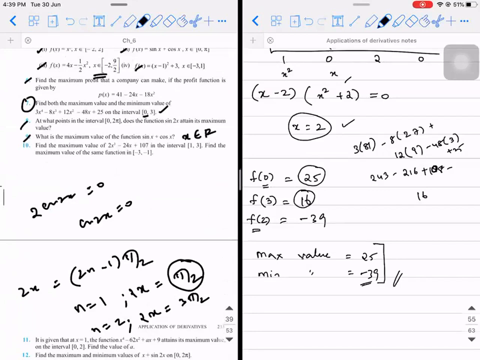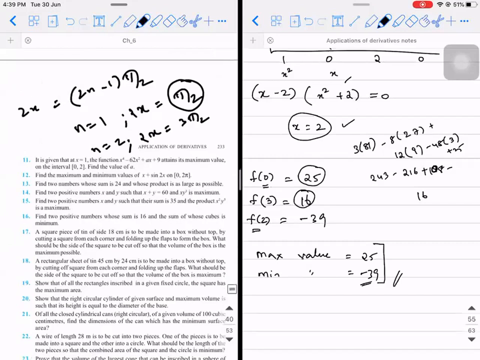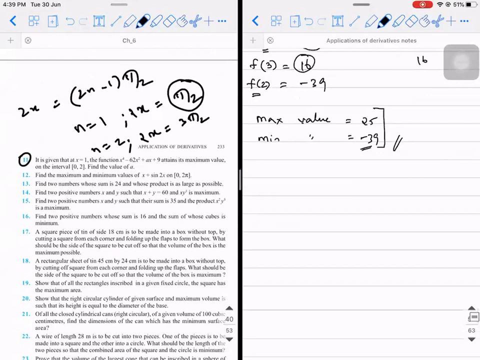So the 10th one, you can do it. Here it is a closed interval, so please be careful. This part I'm leaving to you. Let's do the 11th one. The 11th is about finding an unknown. It is given that at x equal to 1, the function attains its maximum value on the closed interval 0 to 2. Find the value of a.